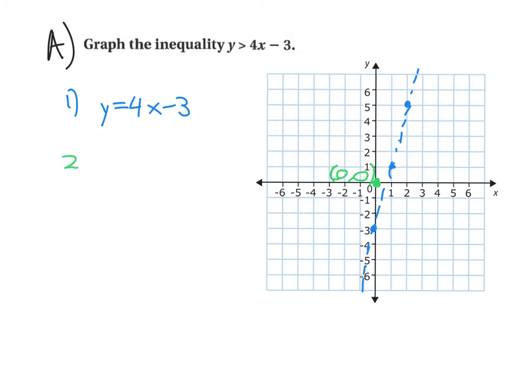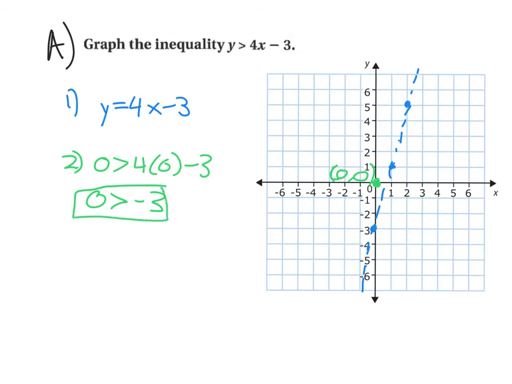So for step 2, when I'm testing a point, I'm going to plug in my values. 0 is greater than 4 times 0 minus 3. And when I simplify both sides, I get 0 is greater than 4 times 0 is 0 minus 3 is negative 3. Now this is true. That means 0, 0 is a solution.